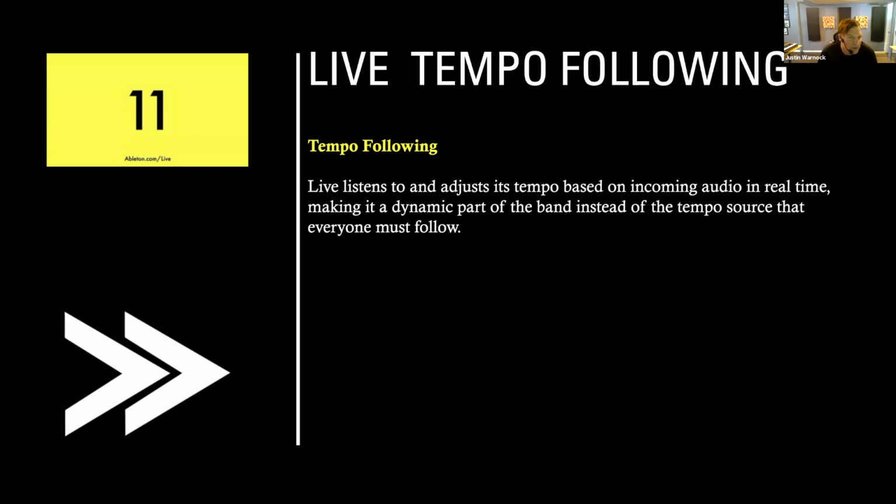Now Ableton has the potential to tempo follow. So Live can actually listen to and adjust its tempo based on incoming audio in real time, making it a dynamic part of the band instead of the tempo source that everyone must follow. So this has been kind of huge. So instead of everything listening in and syncing with Ableton, now Ableton can actually listen out and sync to whatever's happening outside. So really, really neat for bands and kind of improvisational musicians.